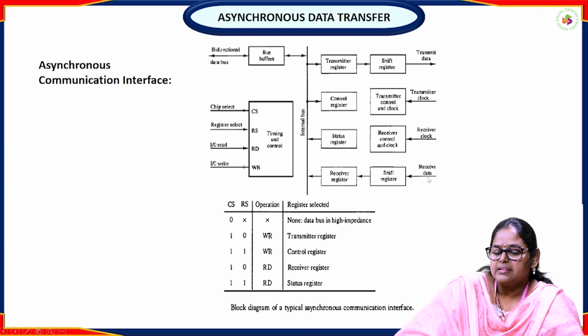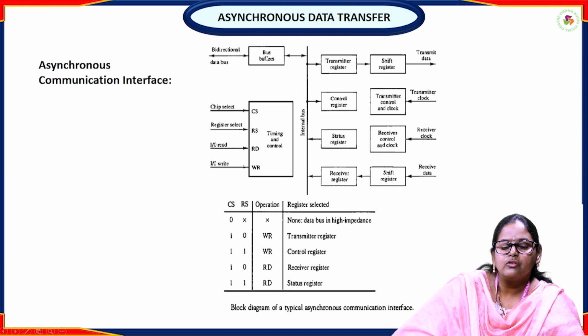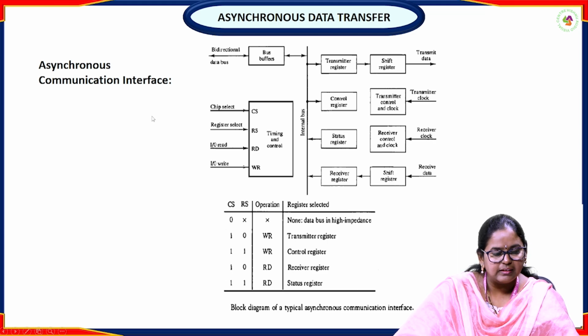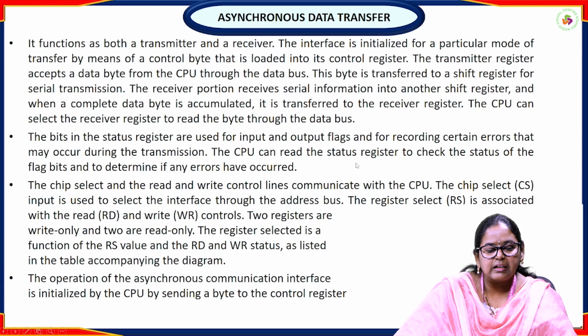and from the transmitter register to the shift register and to the output device there. In the same way, when it receives the data into the shift register and transmits the data from the shift register to the receiver register in parallel, the CPU will be checking the status of the receiver register. When the receiver register is full, the CPU will know that new data has come from one of the input devices and is present in the receiver register, and it will transmit the data to the bus buffers and to the bidirectional data bus. This is the explanation of the asynchronous communication interface.